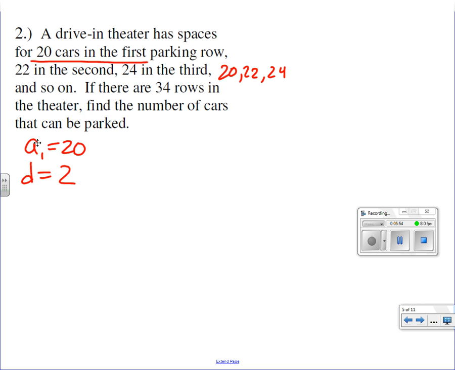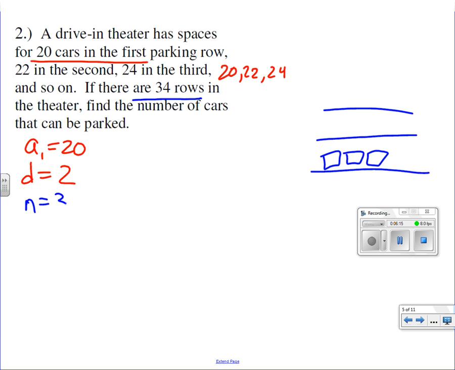This piece of information, I'm not going to call anybody because it's kind of tricky. There's 34 rows in the theater. So you got a theater, you got rows, and in each row are cars. But there's 34 rows. What letter is that? N. It's the number of rows, number of terms. So N is 34. Okay. All right. Find the number of cars that can be parked. Are we trying to find the number of cars that can be parked on one row or in the entire theater? The entire theater. So we need the total. Which letter did we say was the total?